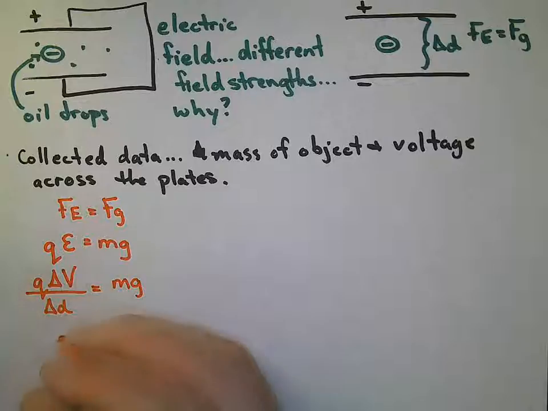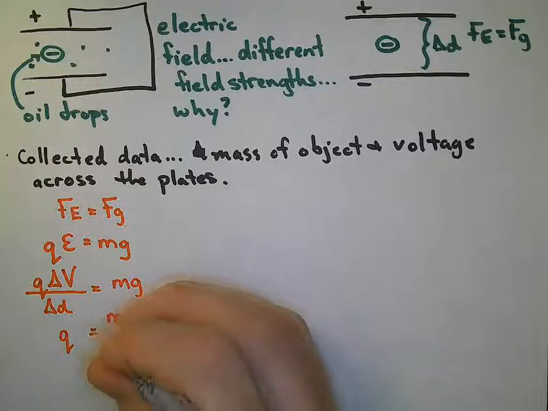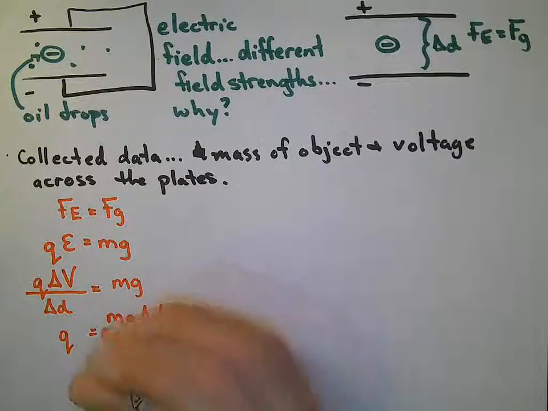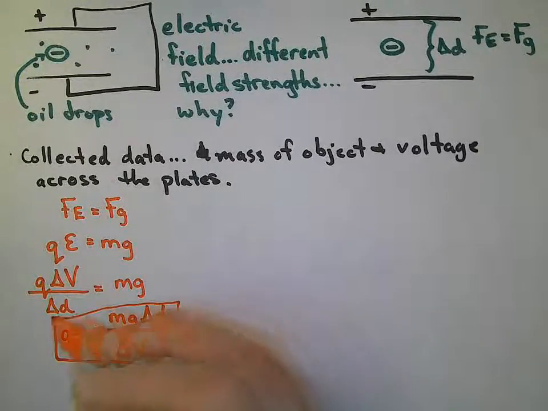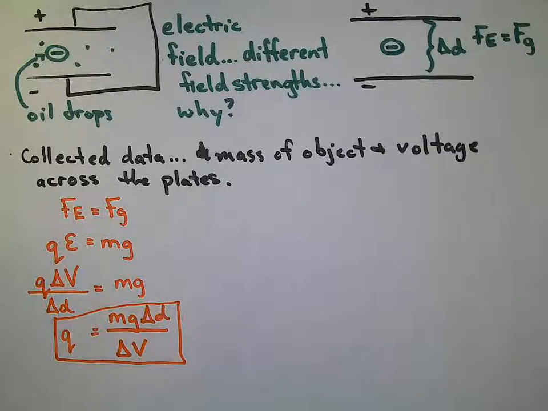Solving for the elementary charge Q, we found that that would be equal to mg delta D all over that electric potential. And that's just through basic mathematical manipulation.